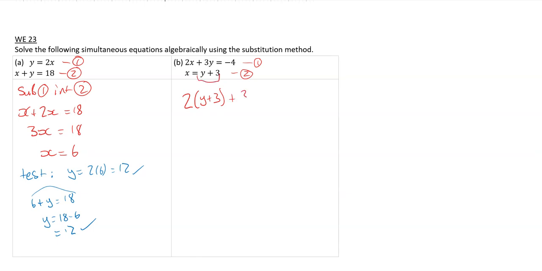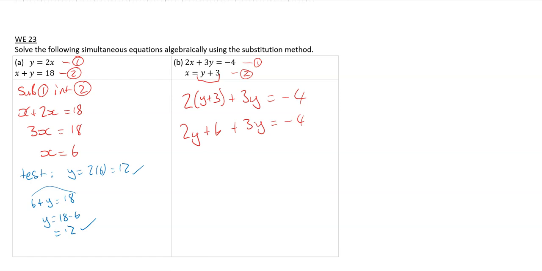Okay, plus 3y equals negative 4. And now I just have one equation with one variable. There's only one unknown in there. So let's expand this part here. So 2y plus 6. Don't do 2y plus 3. It's 2y plus 6 because we've got to multiply 2 with y, and then we've got to multiply 2 with 3. Plus 3y equals negative 4.